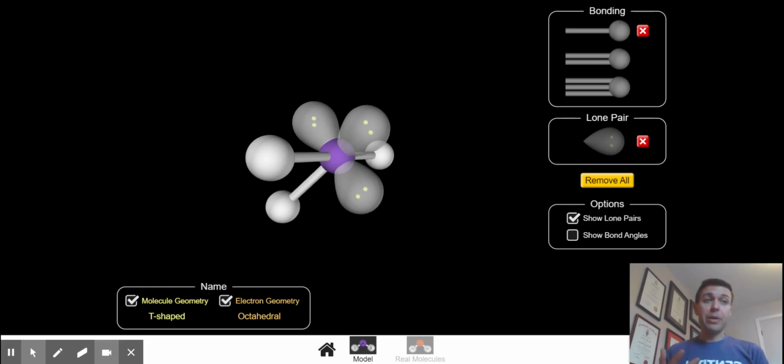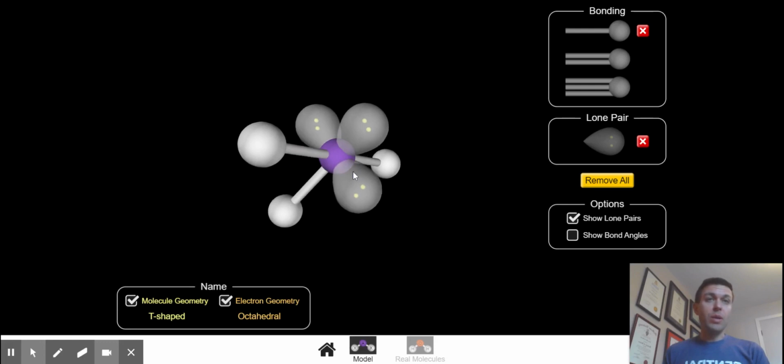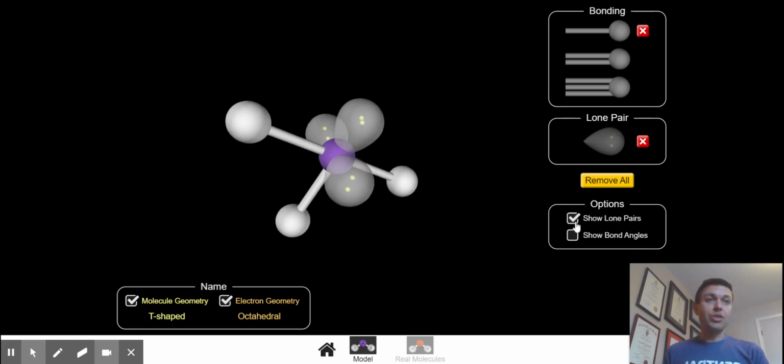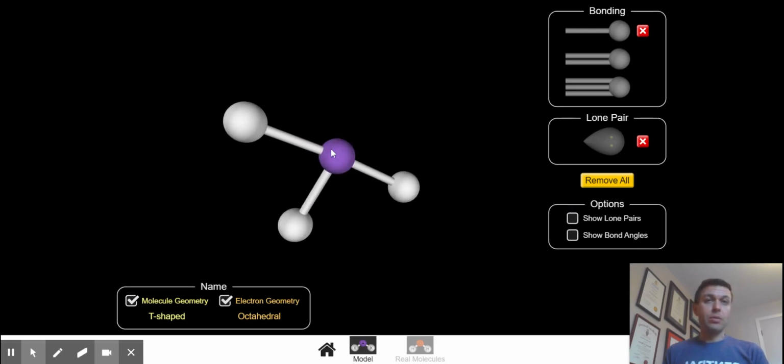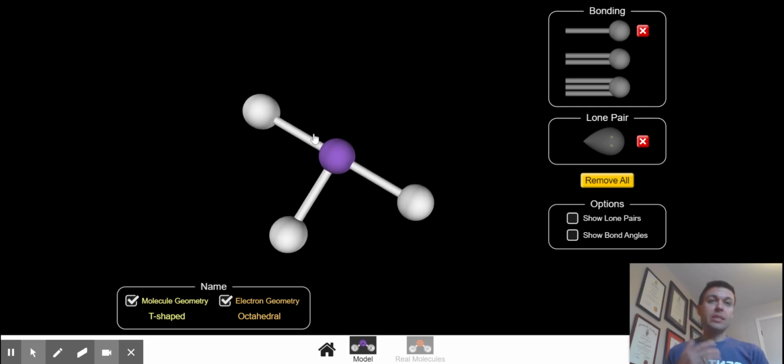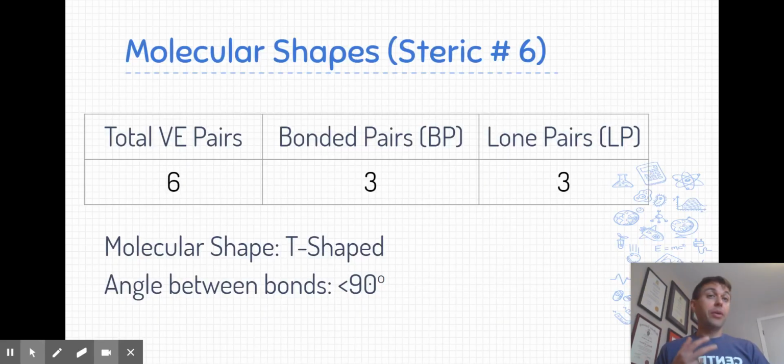When we have 3 lone pairs and 6 total pairs, we once again get a T-shaped molecule. So note that we saw a T-shape both with a steric number of 5 and a steric number of 6. When there are 3 bonded pairs and 3 lone pairs, we get a T-shaped molecule. It's not a perfect T, the angles are slightly less than 90 degrees.